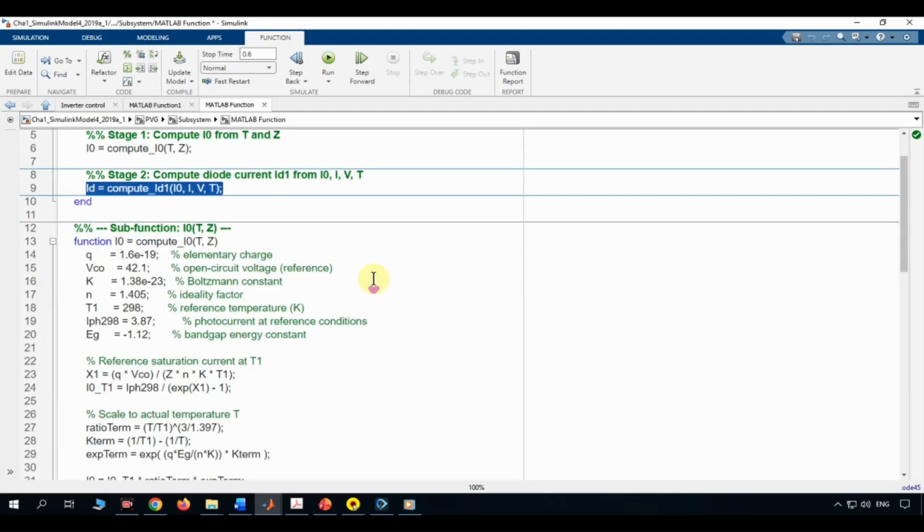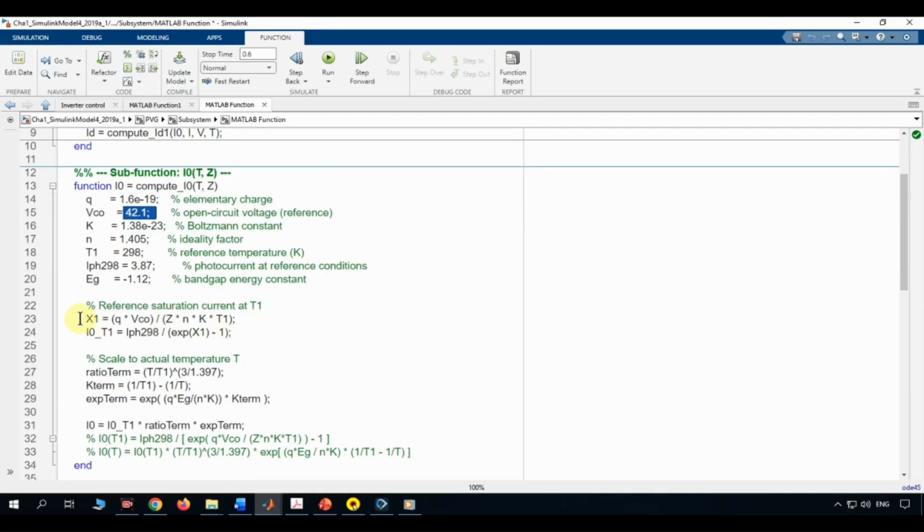First, I0_T1, the saturation current at the reference temperature, 298 Kelvin. It's derived directly from the panel's rated open circuit voltage, VOC, 42.1 volts, using the diode equation evaluated at the point where current is 0. That's the physical definition of open circuit voltage.